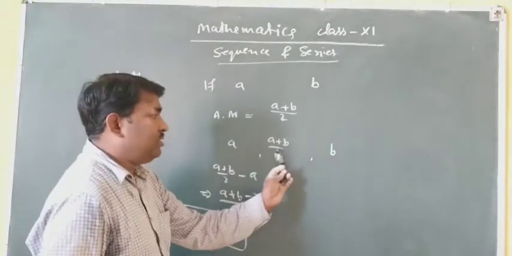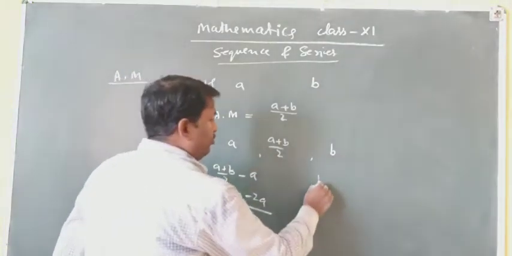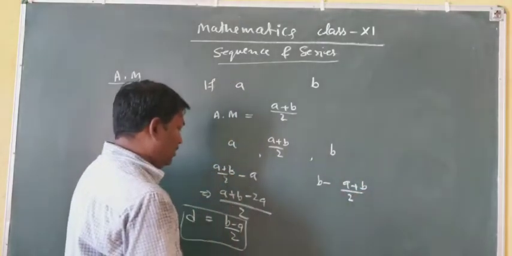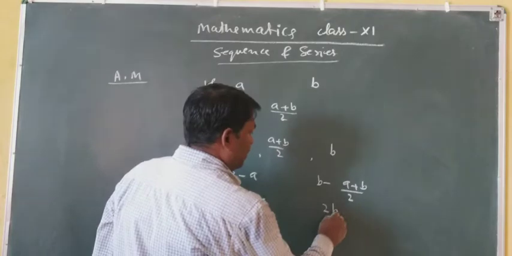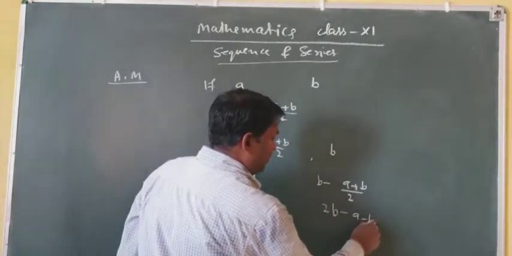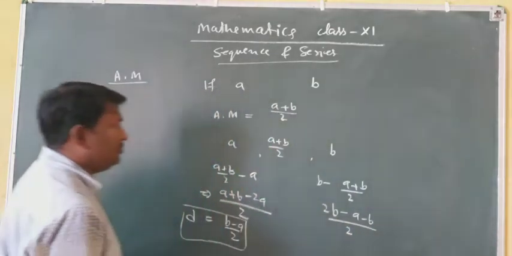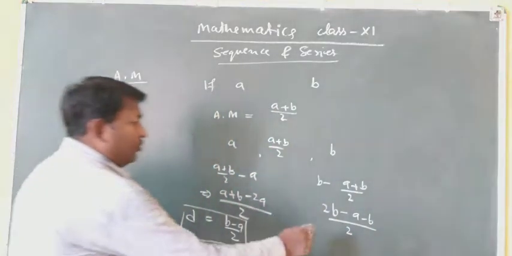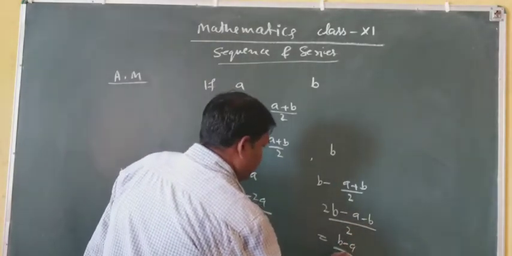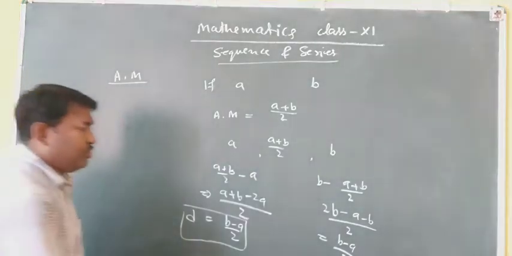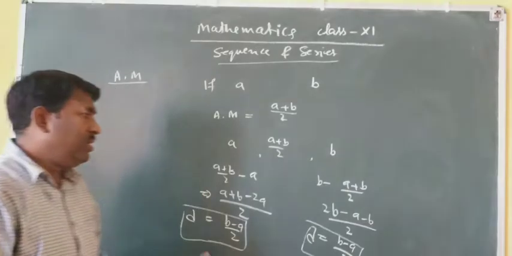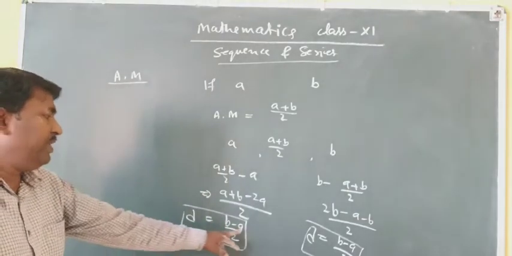Let's check whether the next difference is the same or not. B minus (A plus B) by 2, that is (2B minus A minus B) upon 2. Will it be the same? Yes, (B minus A) by 2. So here the common difference is (B minus A) by 2.